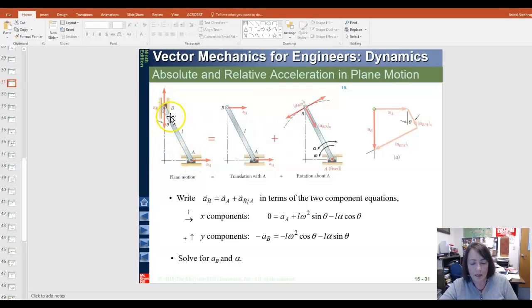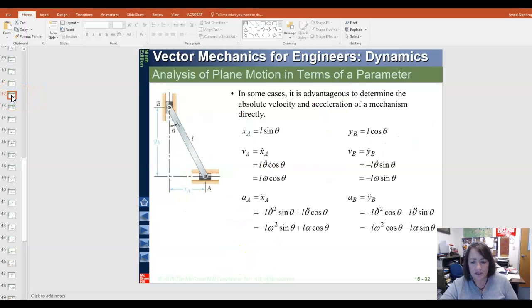So L times the sine of theta is this dimension right here, and L times the cosine of theta is this dimension right here. So L omega squared cosine theta is really just saying r omega squared, and this is r alpha, r omega squared, and r alpha. And then we can use that to solve for the acceleration of b, which is our unknown. We know it's purely y, but we don't know its value, and we can solve for alpha. So this is just going through the math and coming up with those equations.